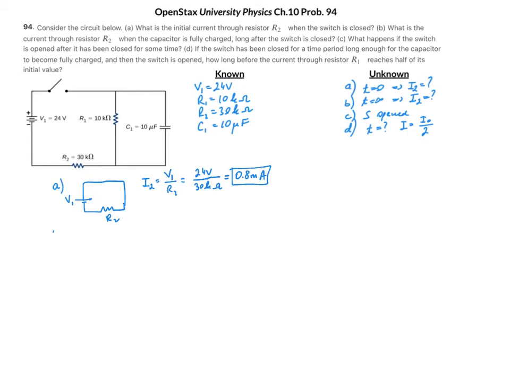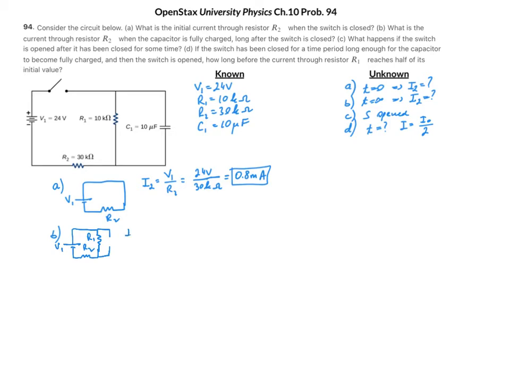Then in part B, we're looking for the current through the same resistor a long time after the switch was closed. So a long time after the switch is closed, the capacitor had a chance to fill up completely. So now the capacitor acts as a broken wire. So the circuit that we have now looks like this. This is the power supply, this is R1, this is R2, and where the capacitor used to be, we just have a broken wire.